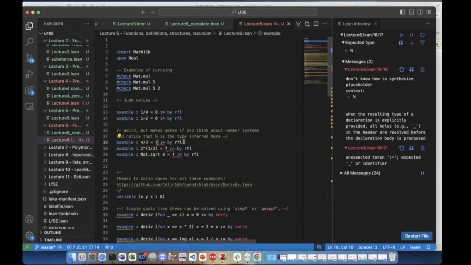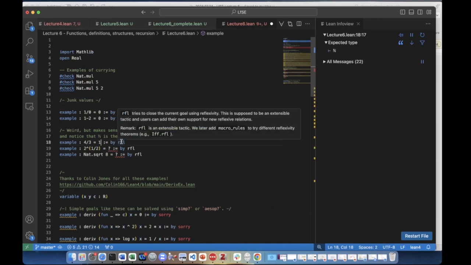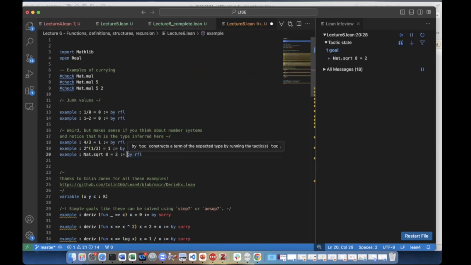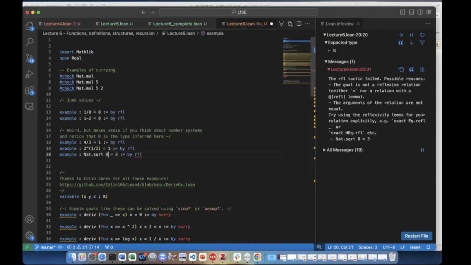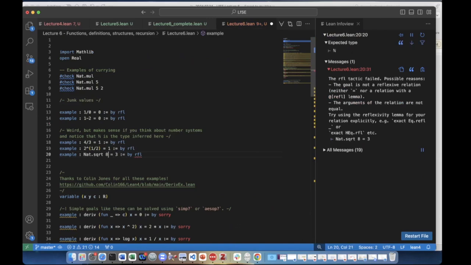If you check these by reflexivity, that's the rfl tactic, you can see that Lean thinks all of this is just fine. Here I'm trying to prove that Nat.sqrt 4 is equal to 2. I could change this to 3, and it's not correct. You can't just put any number in here.